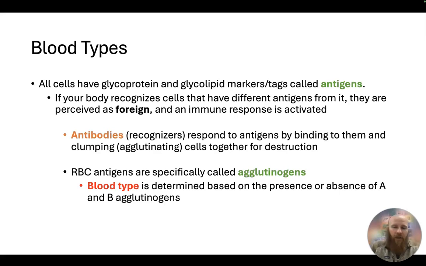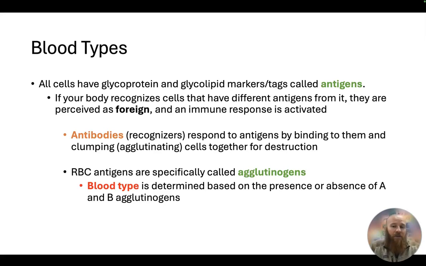So a really basic overview: all cells have a glycoprotein or glycolipid marker or tag, and we call these tags antigens. Now, if your body recognizes cells that have different antigens from it, it's going to perceive that as foreign. And if we receive word that these antigens are foreign, an immune response, or an attack response, is going to be activated. We're going to get rid of that because we recognize that it doesn't belong.